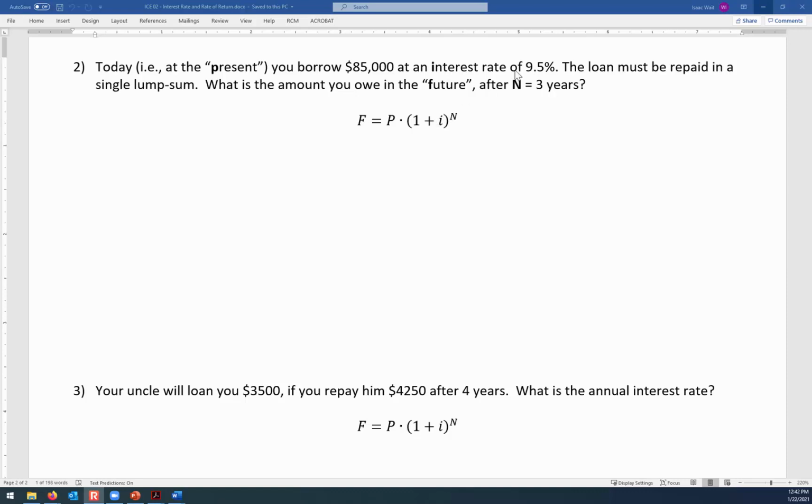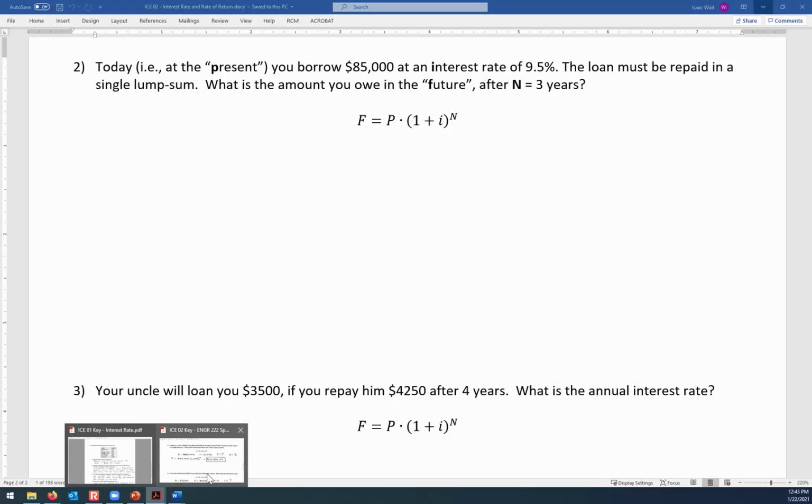And so I is 0.095, and it says that the loan must be repaid in a single lump sum. And what that is a hint for is that you need to use the formula that will allow you to calculate the future value. And fortunately for you, I provided that formula, and here it is. So the question is, what is the amount that you'll owe in the future? So find F if n equals 3.